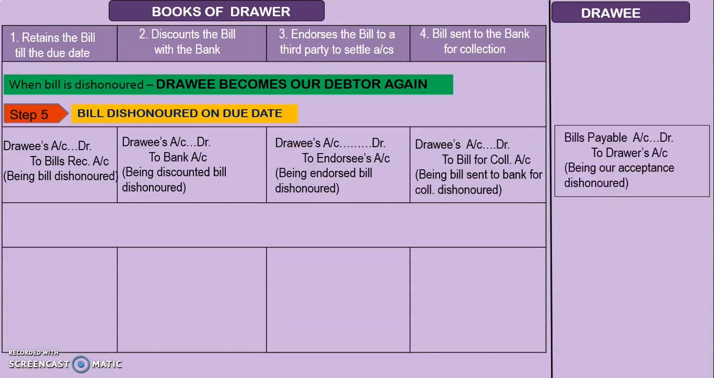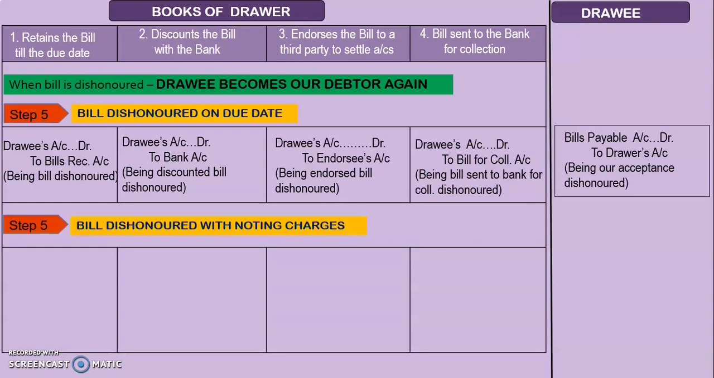And when we pass entry in the books of drawee, the journal entry is bills payable account debit to drawer's account. For the drawee, the drawer becomes the creditor again. The drawee is not concerned whether the bill is discounted, endorsed, sent to the bank for collection, or retained. In all the cases, the entry in the drawee's book will be the same: bills payable account debit to drawer's account. And students, we had also learned about noting charges.